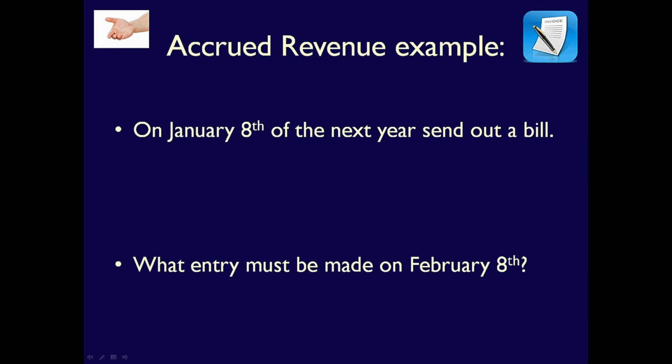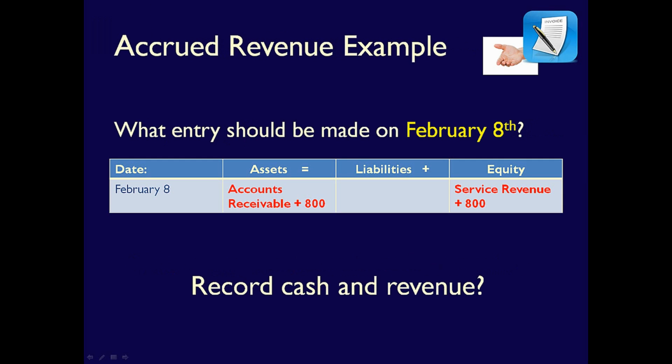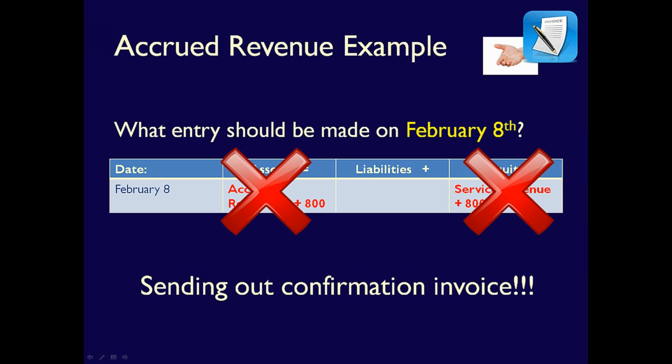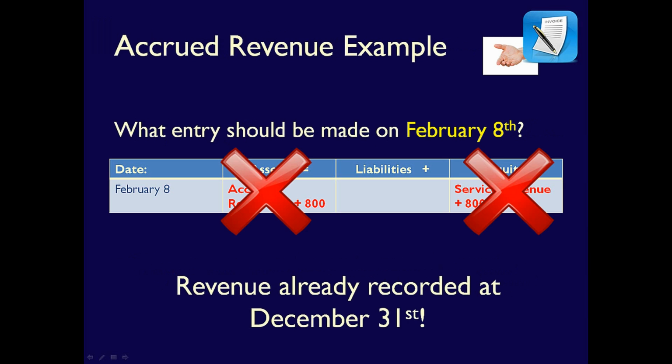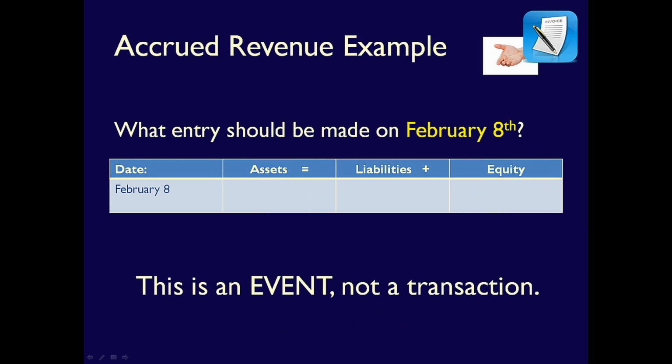Remember, whenever we look at any scenario, stand in the date and don't look forward. On January 8th, ABC Company sends out an invoice to the customer. What entry, if any, should be made? Should we record accounts receivable and revenue? Many students do, but they would be totally wrong. We are sending out a piece of paper to confirm what we have already recorded on December 31st. When we send out a follow-up invoice, we should never record anything. This is an event, not a transaction, and therefore the correct entry is no entry at all.